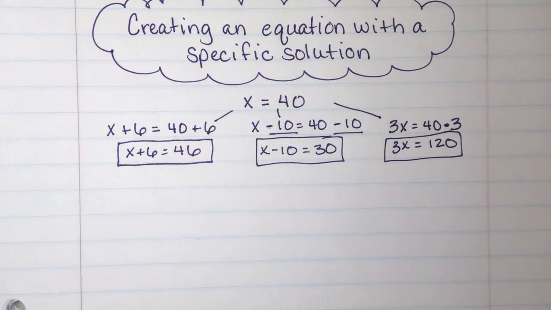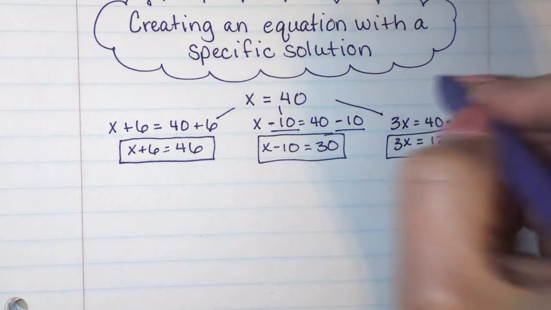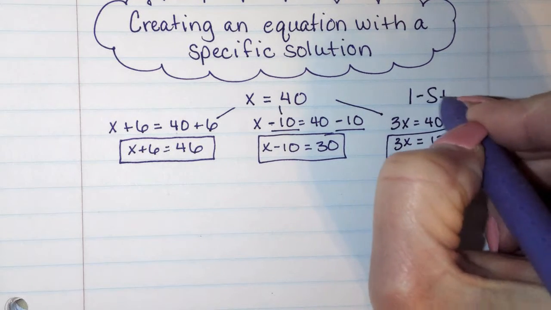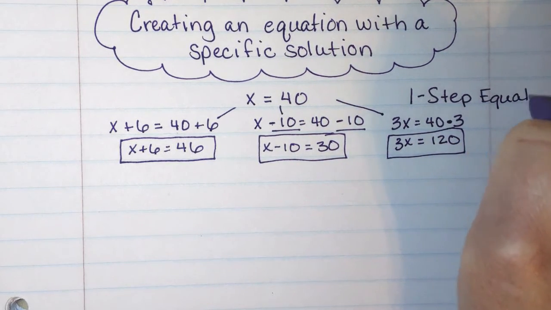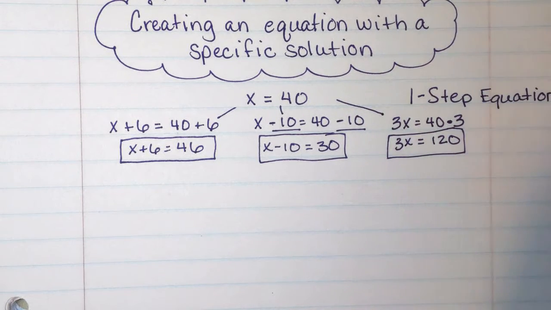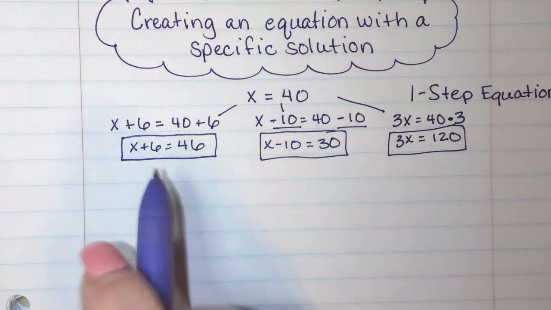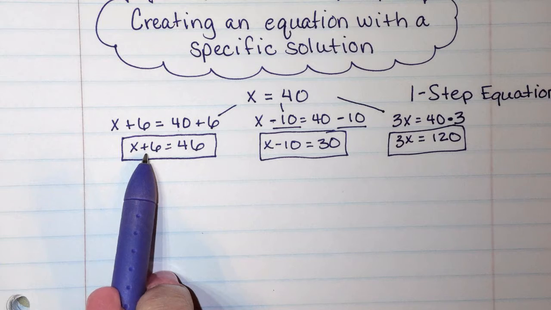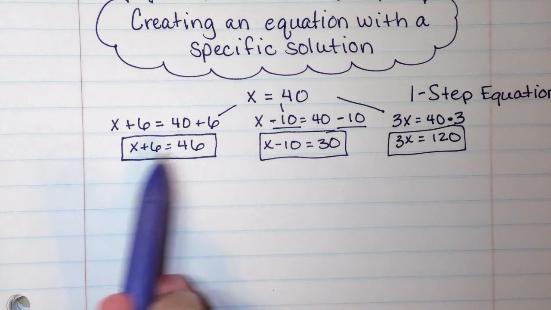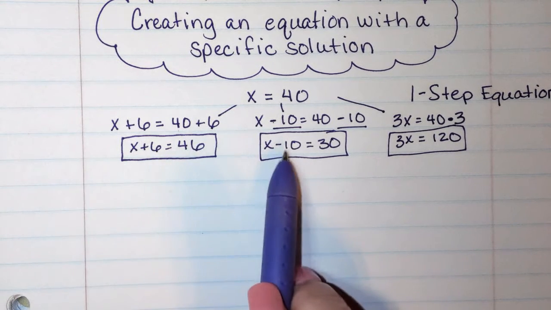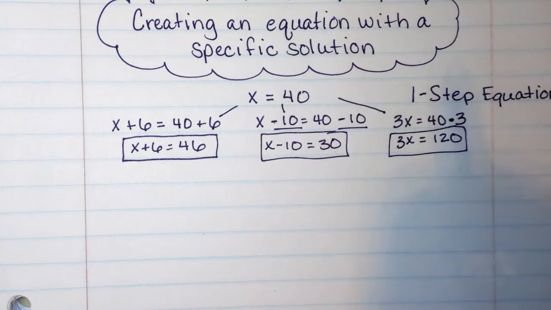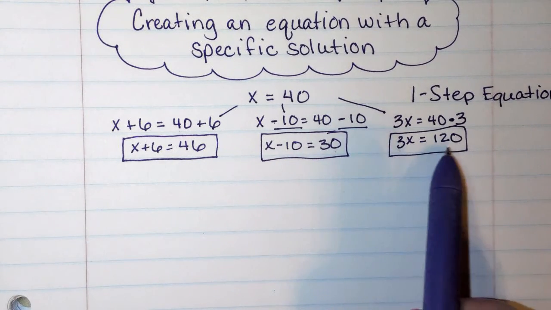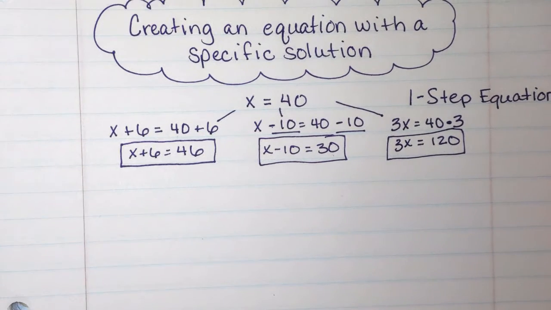Alright, so now that is your one-step equations where one operation is happening in the equation to solve for x. I have to do subtraction to get rid of this positive 6, so this is a one-step equation. I have to do addition to get rid of this negative 10, one-step equation. I have to divide by 3 to get rid of that.